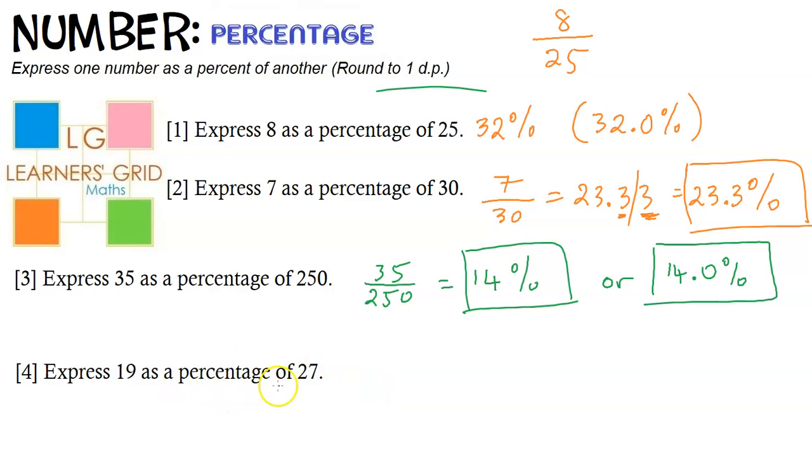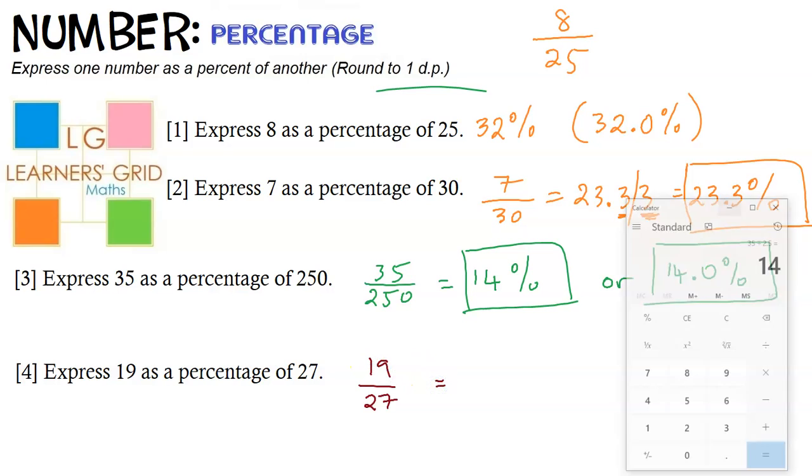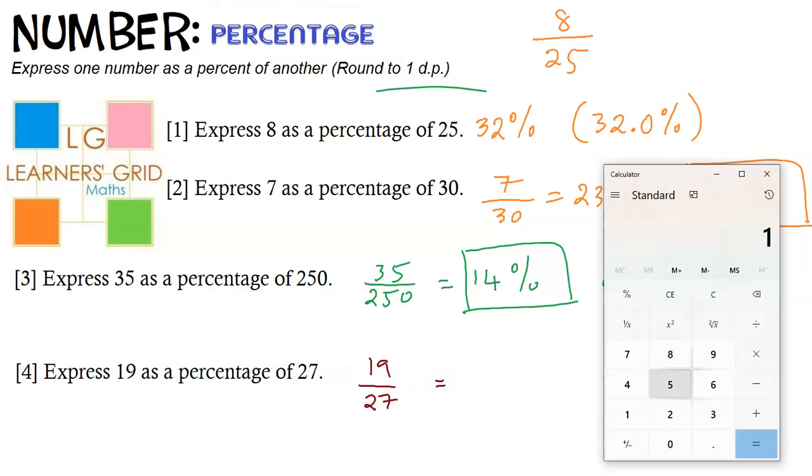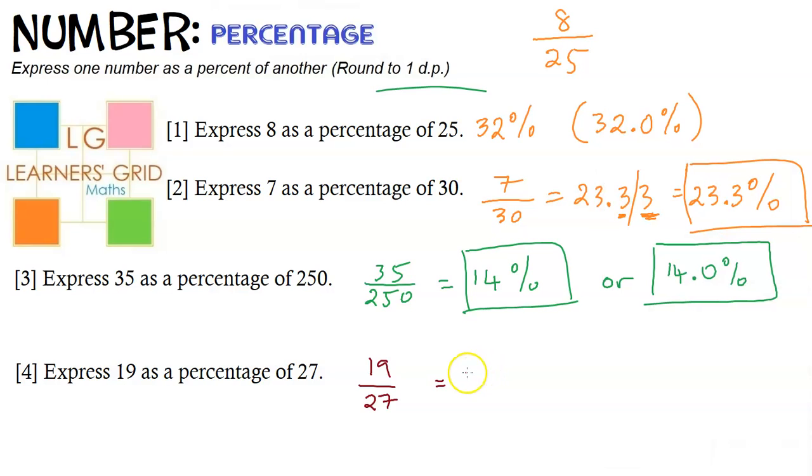Next one is 19 as a percentage of 27. So as a percentage of 27, 27 is the denominator, 19 becomes the numerator. Excellent. So let's just go to the calculator. 19 divided by 27, percent, equals 70.37. So let's write that down, 70.37. Remember the cutoff is here because it's to one decimal place.